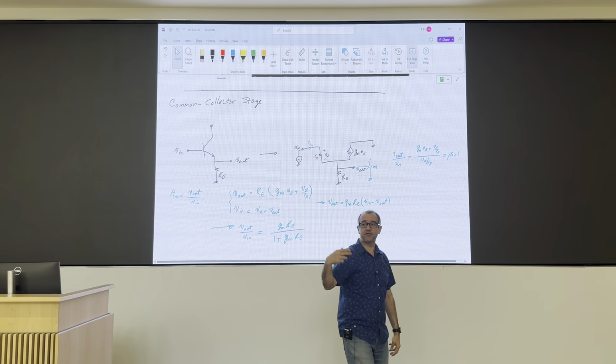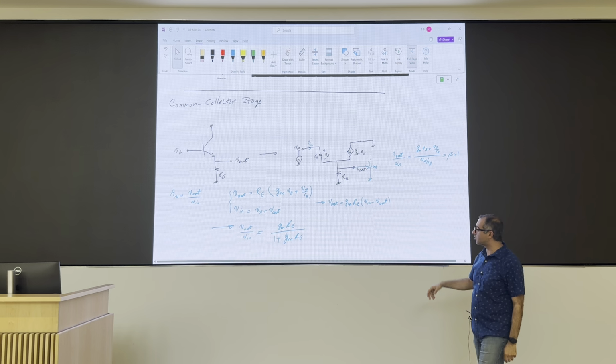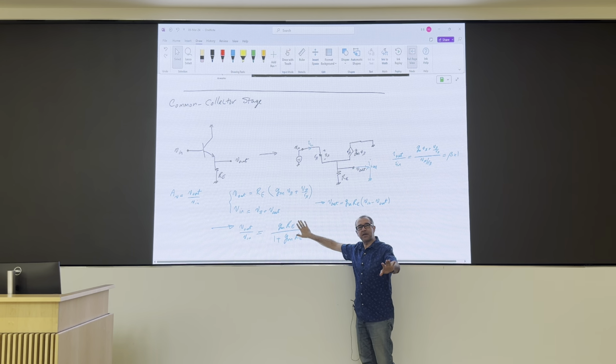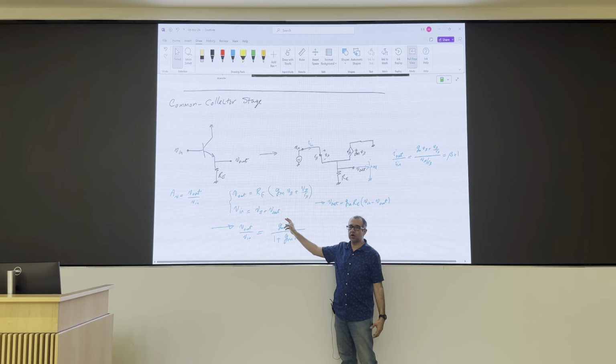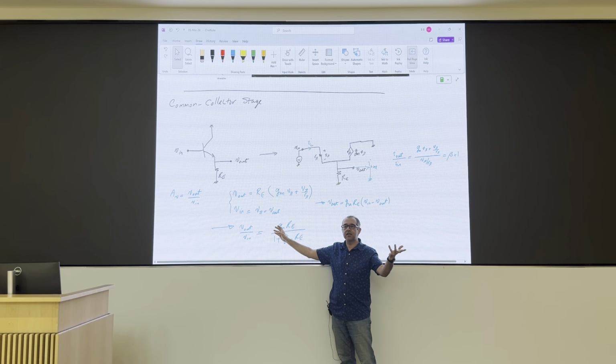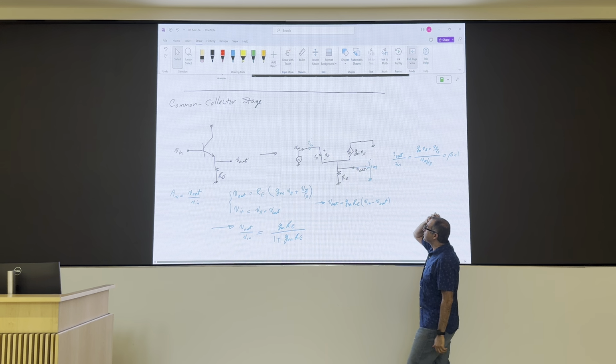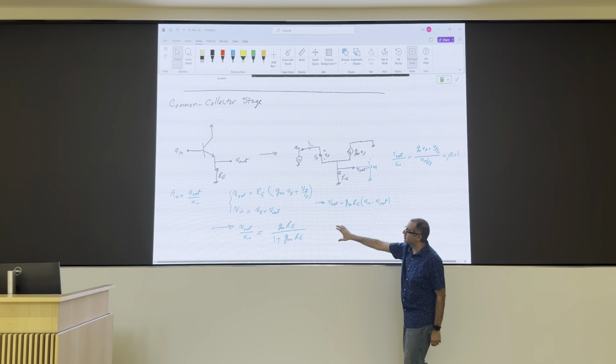The power amplification comes from the current part, not the voltage part. Your voltage gain is always less than 1 at best, and when we saw this, gm RE is 5, 6, 10. So this is close to 1. This ratio is 0.8, 0.9, 0.95. It's close to 1, but it's not 1.